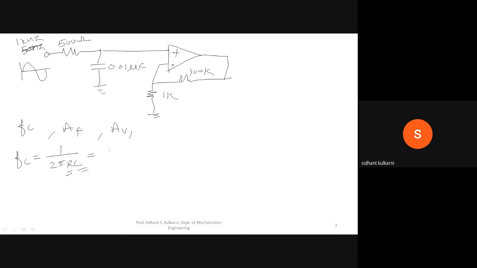Anyone with the answer? The answer will be 31.83. I am designing this right here, I am not taking it from the book. So 31.83 kilohertz is your cutoff frequency. That means components up to this frequency it will pass, and it will reject those beyond this. So your frequency plot will be something like this. From 0 to 31.83 it will pass. At 31.83 gain will be 0.707.